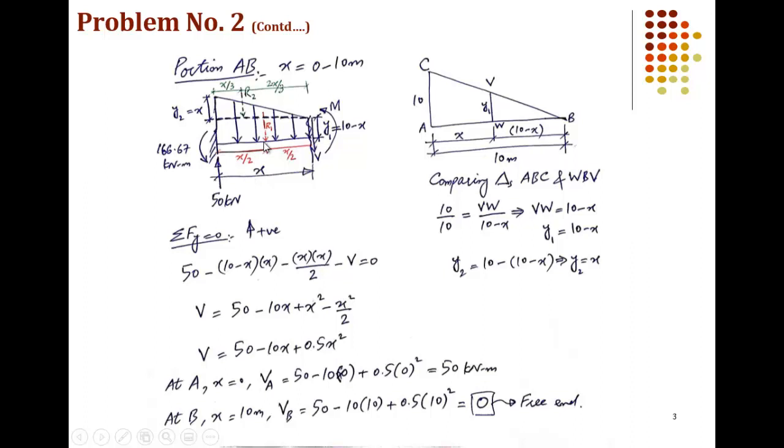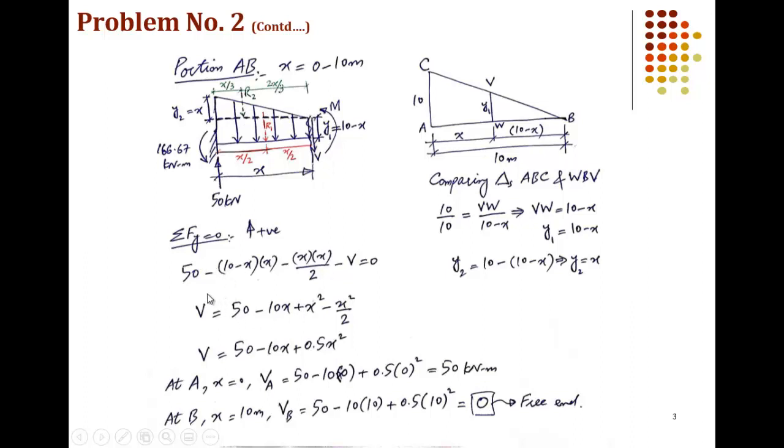The resultant of the rectangle will act at the centroid of the rectangle, so it will be x by 2 from both the sides, from this point and from this point. And the resultant of the triangle will be at x by 3 from this perpendicular of the triangle, and it will be 2x by 3 from this point, which is this location of the section.